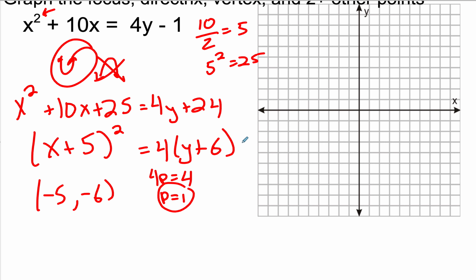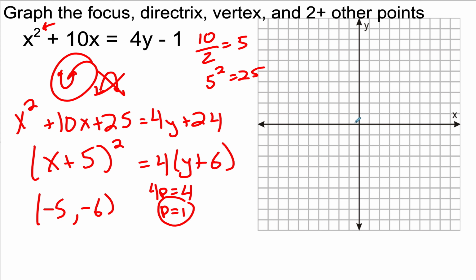So let's take a look at the initial situation. 1, 2, 3, 4, 5. 1, 2, 3, 4, 5, 6. Okay. P is equal to 1. It's pointing up. So directrix is below. Focus is above.